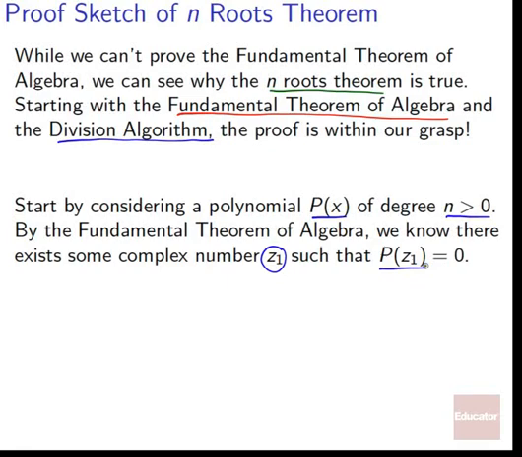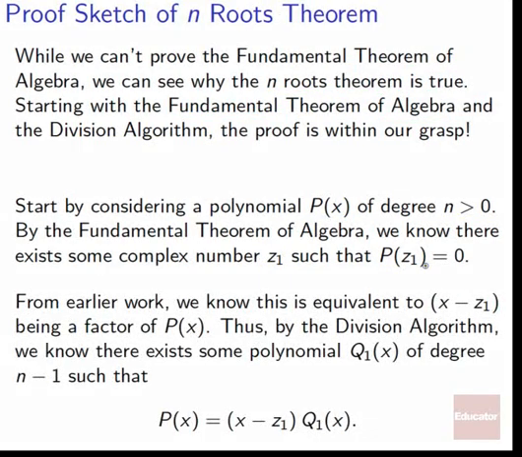So there's going to be at least one root to our polynomial p, and we'll call it z1. Now, from earlier work, we know that if we've got a root, some root that causes our polynomial to go to 0, that's the same thing as saying that there is a factor x minus z1 somewhere inside of our polynomial.